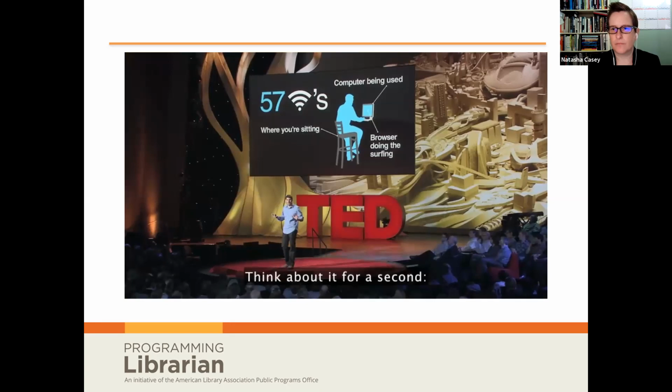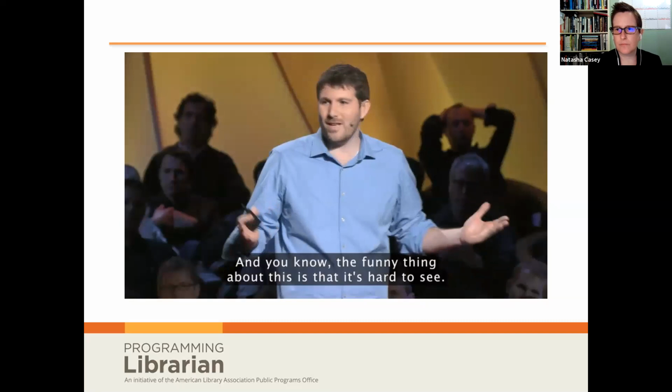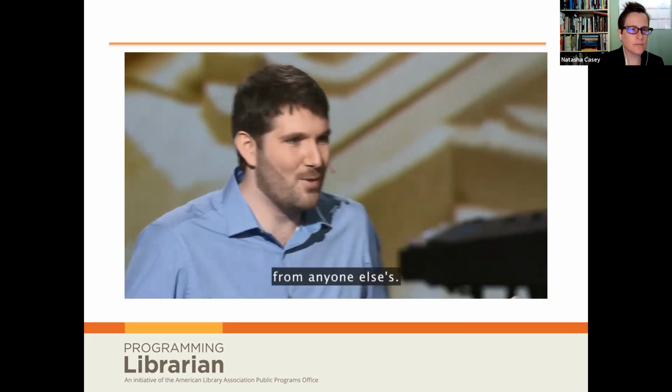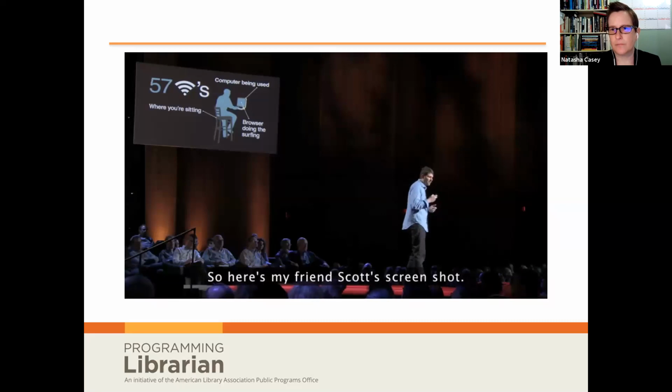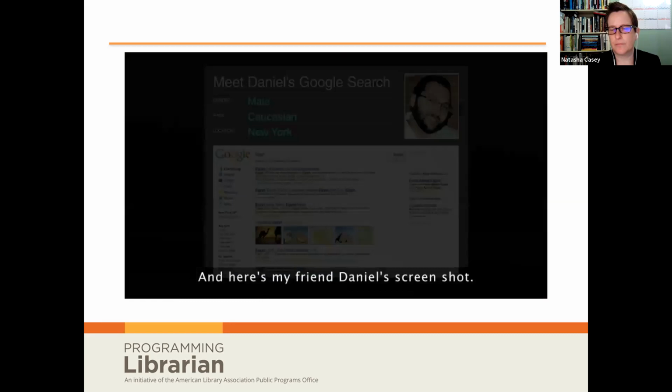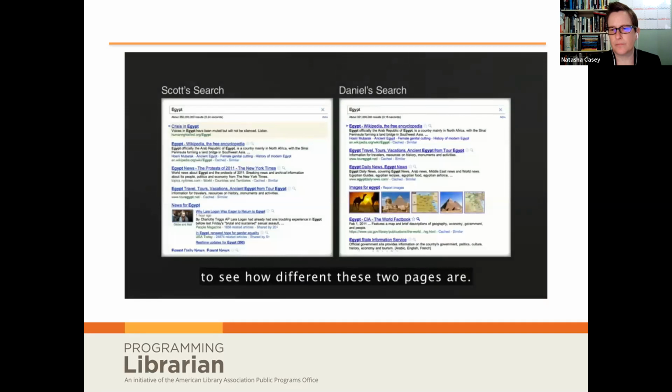Think about it for a second. There is no standard Google anymore. And you know, the funny thing about this is that it's hard to see. You can't see how different your search results are from anyone else's. But a couple of weeks ago, I asked a bunch of friends to Google Egypt and to send me screenshots of what they got. So here's my friend Scott's screenshot, and here's my friend Daniel's screenshot. When you put them side by side, you don't even have to read the links to see how different these two pages are. But when you do read the links, it's really quite remarkable. Daniel didn't get anything about the protests in Egypt at all.